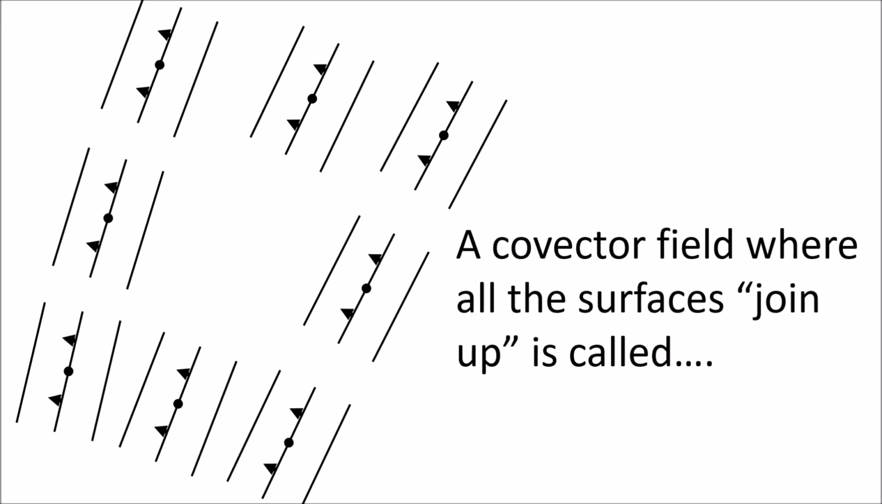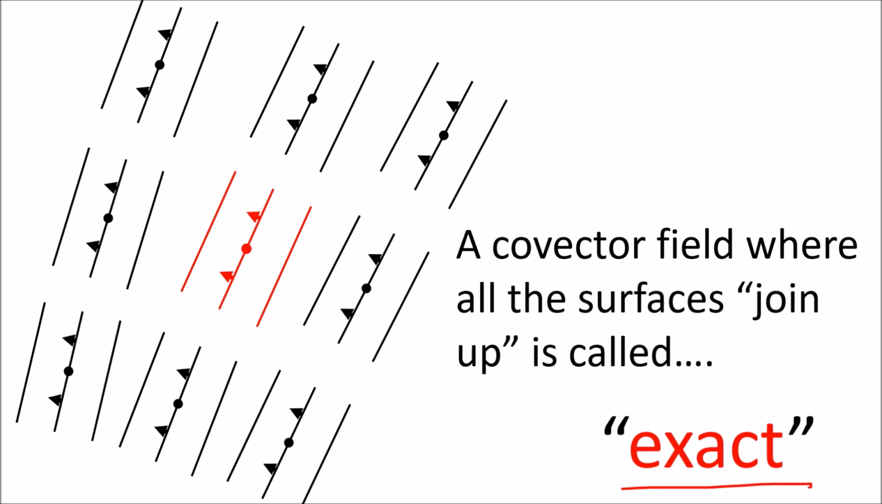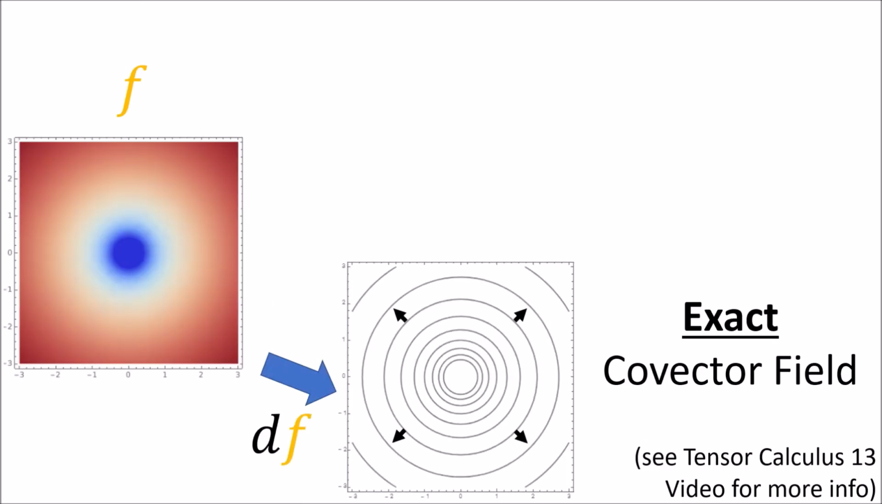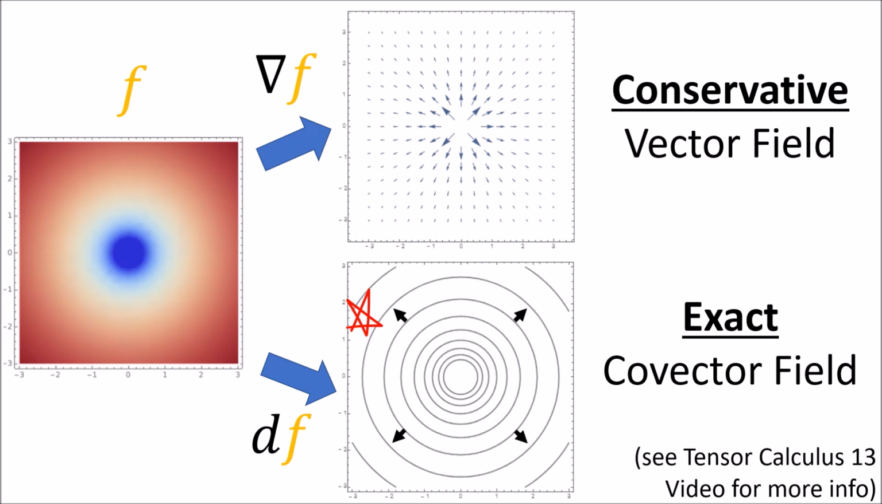A covector field where all the lines join up properly is called exact. This is a covector field that can be generated by looking at the level sets of a scalar function. This here is an example of a covector field that's exact. It's basically the covector version of a conservative vector field, which is a vector field that can be written as the gradient of a scalar function.